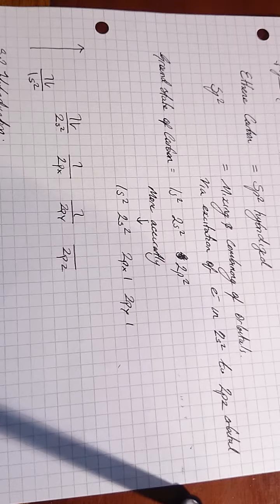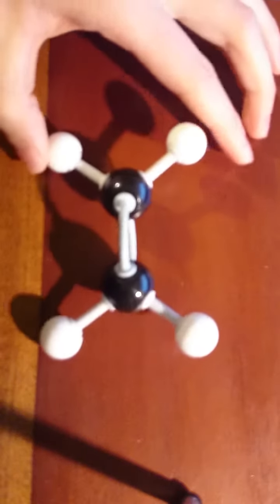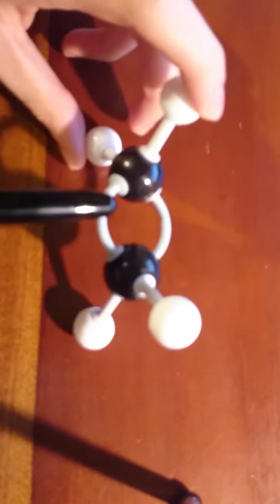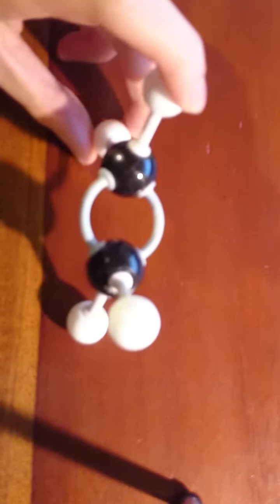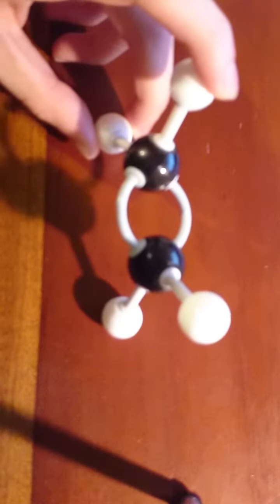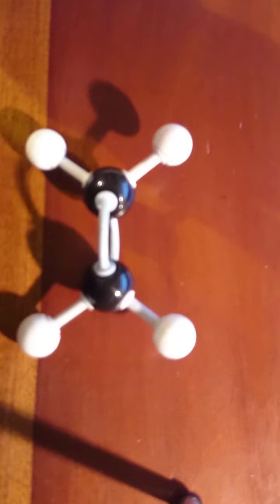A good example of a pi bond is the ethene molecule. Ethene has a double bond between the 2 carbons. This double bond consists of 1 sigma bond and 1 pi bond. The carbon on ethene is sp2 hybridized.